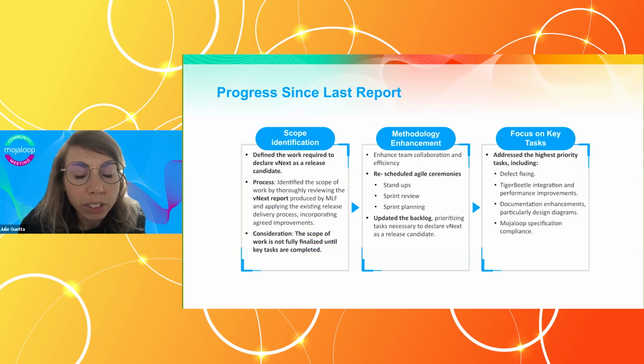The second area of work that we've done during this PI is methodology enhancement. We really worked on enhancing the team collaboration and efficiency, I would say, by trying to be clear about the direction of travel of this work stream, which is entirely to be in the position where we can declare vNext as a release candidate, and focusing the effort of the contributors towards the tasks that must be completed to declare vNext as a release candidate.